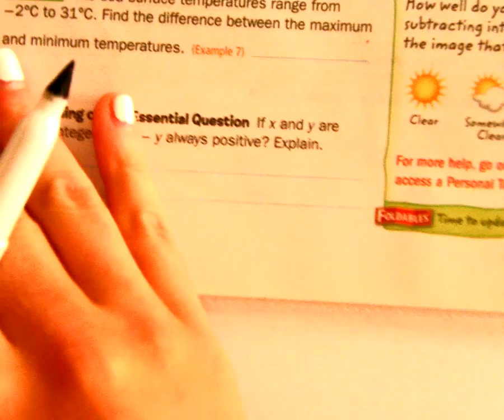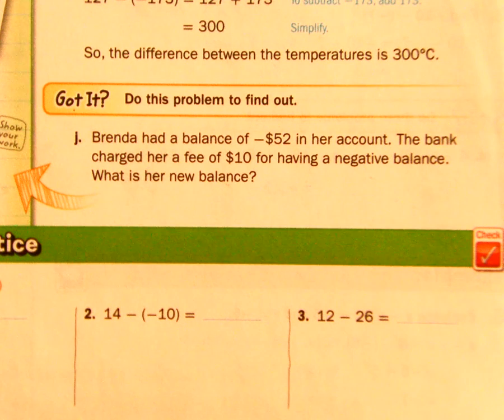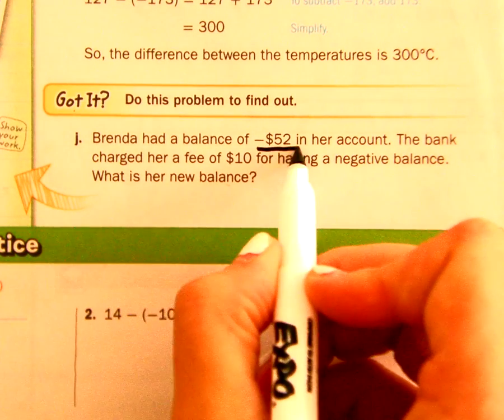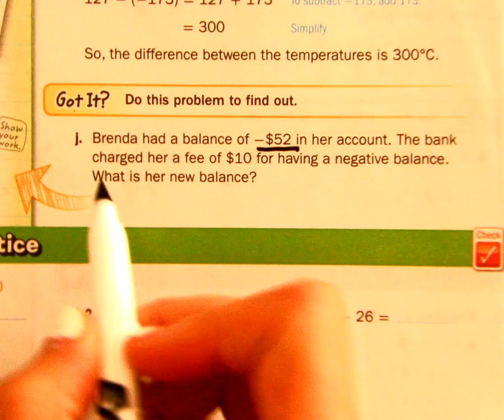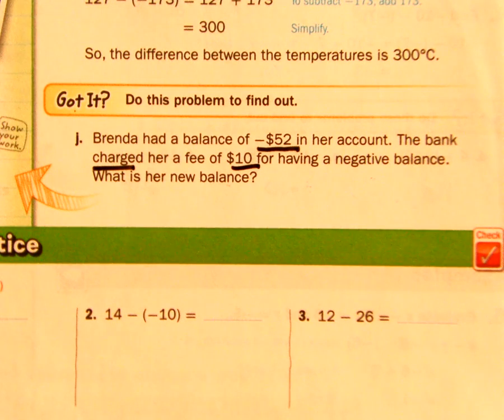Okay, and a story problem. Brenda had a balance of negative $52 in her account. The bank charged her a fee of $10 for having a negative balance. What is her new balance? Okay, so again, when we're working with word problems, we need to pick out what's important to us. What do we need to know? Well, she had a balance of negative $52 in her account, and she was charged $10 for having that negative balance. And I want to know, what is her new balance?